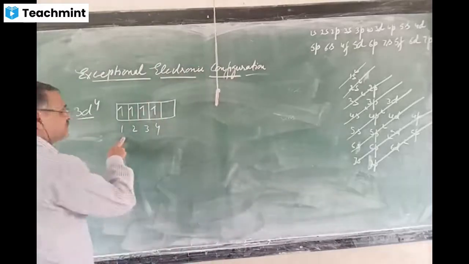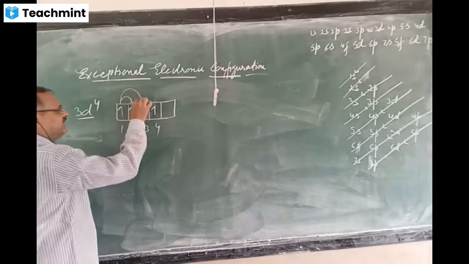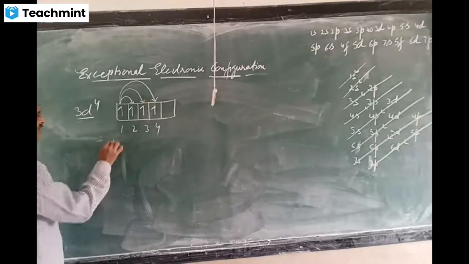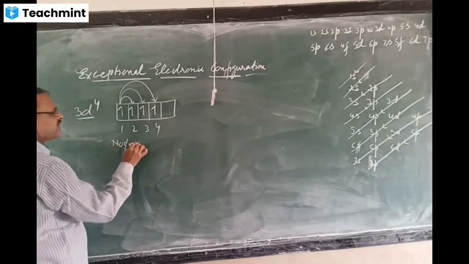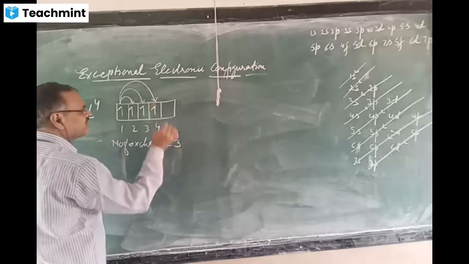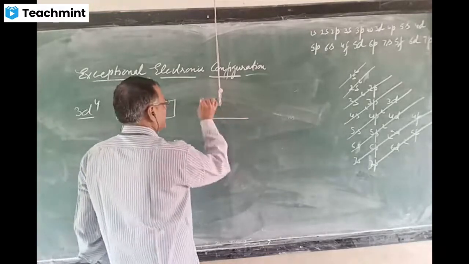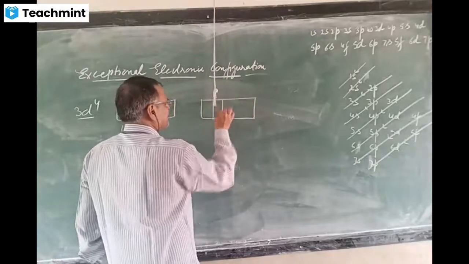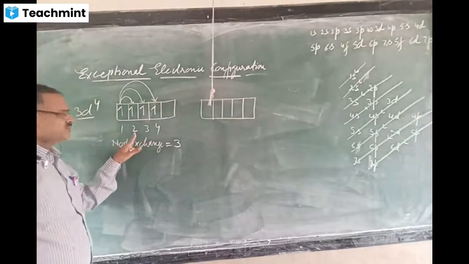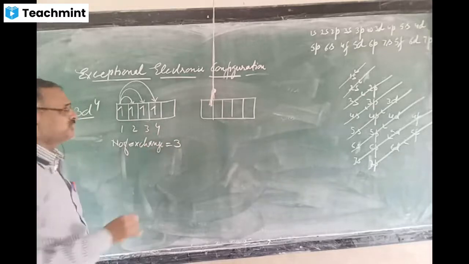So here the first electron will exchange with the second, then the first electron will exchange with the third, and the first electron will exchange with the fourth. Number of exchanges here: 1, 2, 3. Then, as I have drawn here, I will exchange one electron with the others, then two electrons, then three electrons with the others. Then I will see how many exchanges are possible.